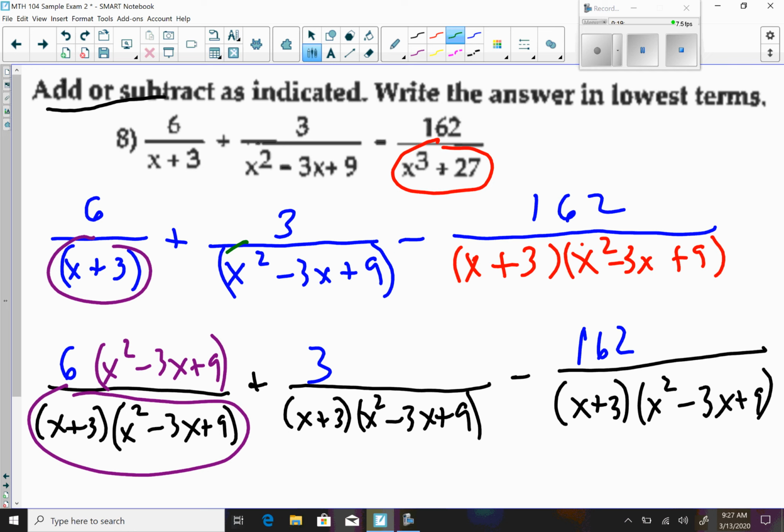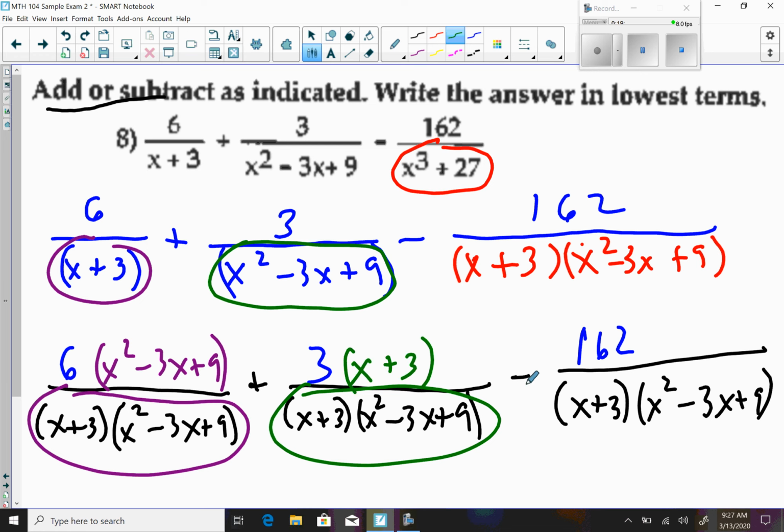I now compare this denominator with this denominator. I look at these two and I see what's missing is x plus 3. I write that on the top. And when I compare these two, the red denominator and the black denominator, I see there's nothing missing. So I don't put anything on top with the 162.